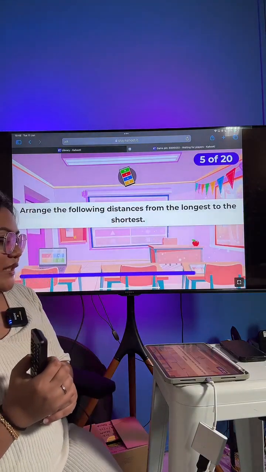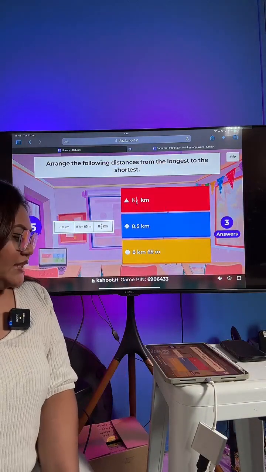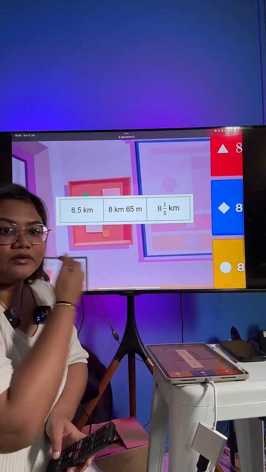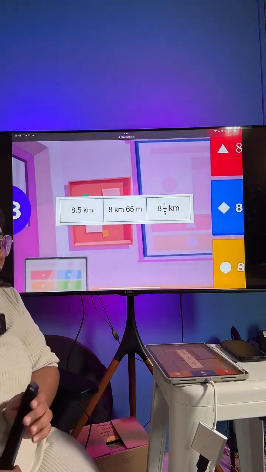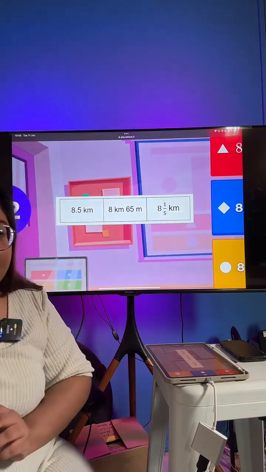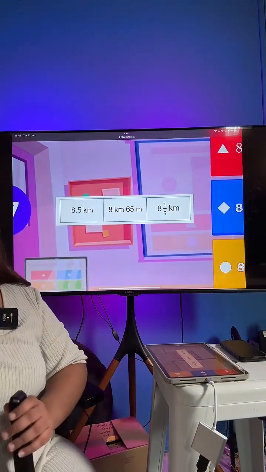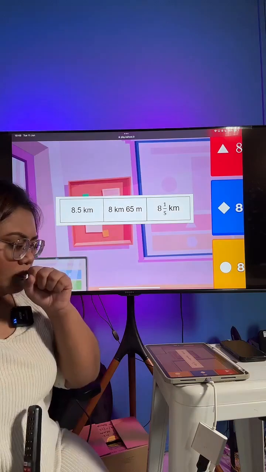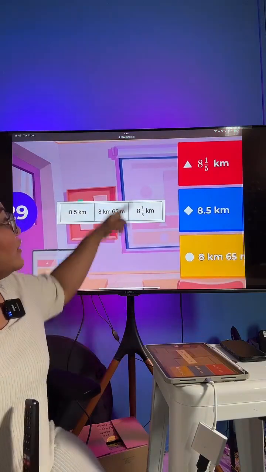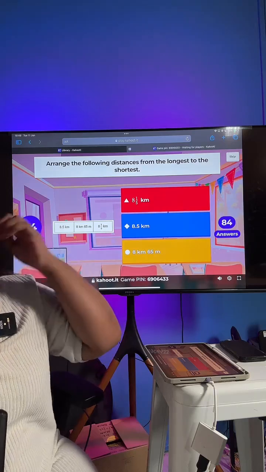Okay, arrange the following distances. I want the longest to the shortest. Okay, longest to shortest. Let's take a look. I'm going to zoom it in for you, yeah? Okay, this is what we have. 8.5 kilometers, 8 kilometers and 65 meters, and 8 and 1/5 kilometers. So all you gotta do is rearrange the options that you see on the screen, okay?